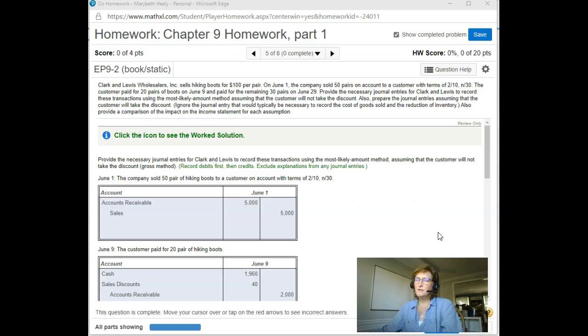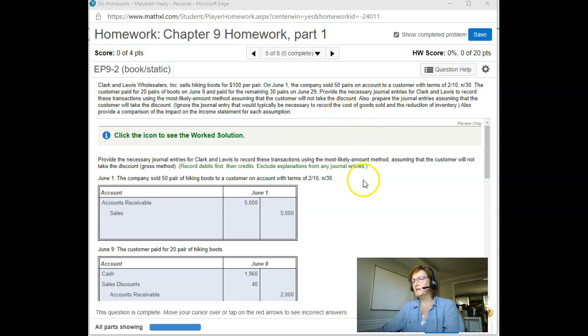So what we have here is some information about a sale, and we're going to start by looking at it from the gross method way to do it. We have hiking boots for $100 a pair. They sold 50 pairs, and the terms were 2% if you pay within 10 days, net 30. It turns out the customer paid for 20 pairs of boots within the discount period and the other 30 pairs of boots after.